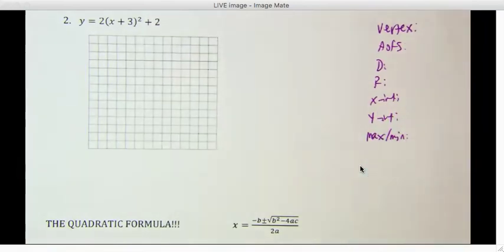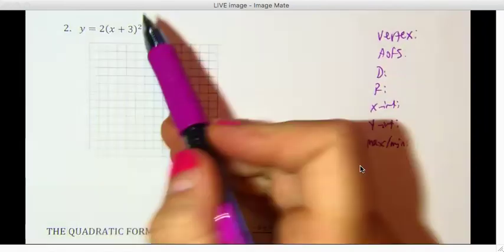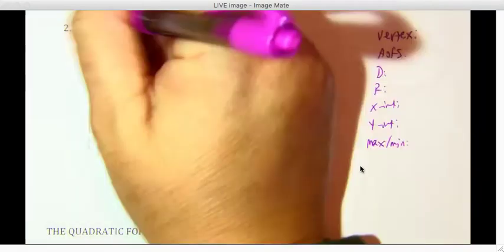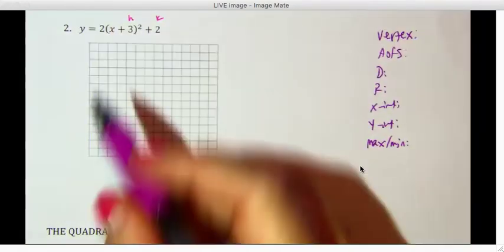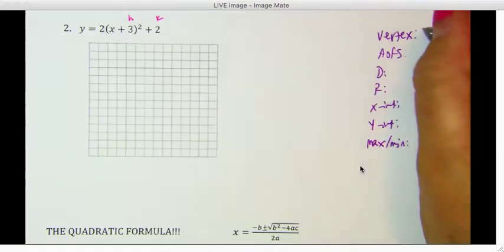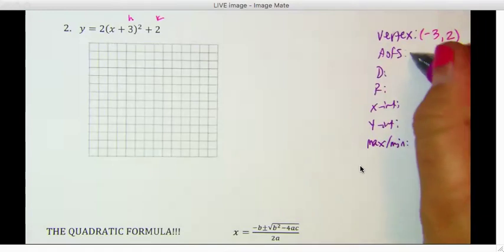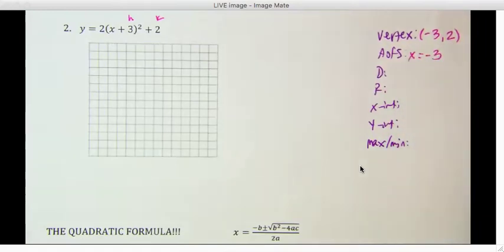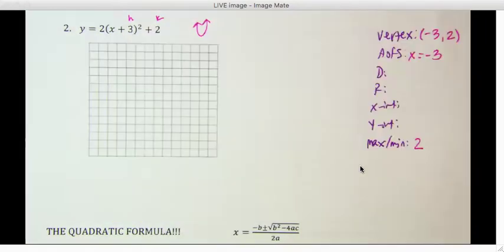So I can find these pieces of information very similarly to the last one we did. The nice thing is this is in vertex form, so I have my h and my k right in my equation. Remember, it's the opposite sign for the h, so my vertex is -3, 2. That means my axis of symmetry is x equals -3. That means my max or minimum value is 2, and because my a value is positive, I know my parabola is going up. That means this is a minimum value.